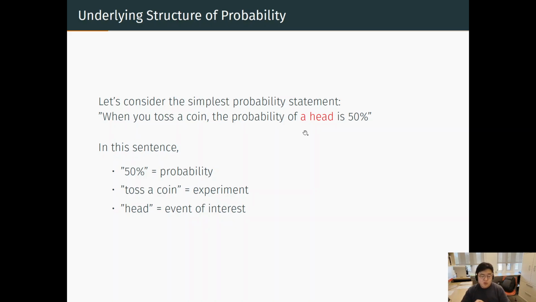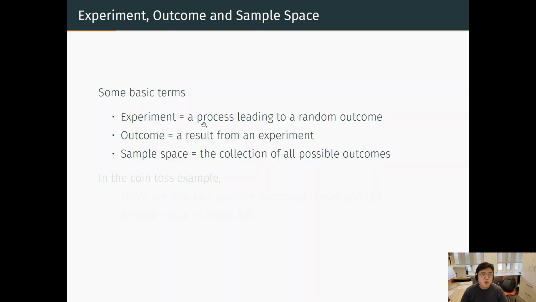So from an experiment, there must be some outcomes you are interested in, and you are attaching probability 50% to that outcome. That is heads in this example. The event of interest is heads, and we are putting 50% on that. That's how we describe probability. So we have to think about experiment, outcome, and sample space.